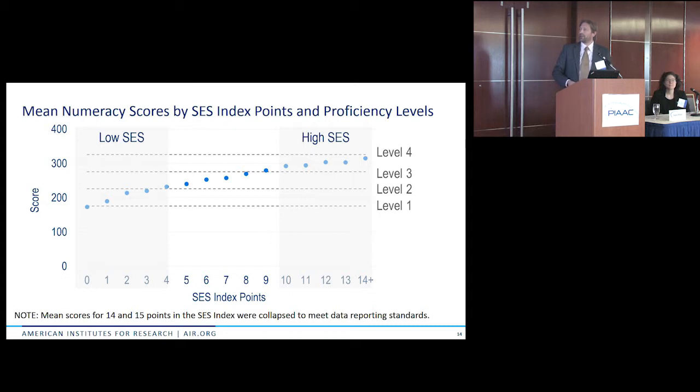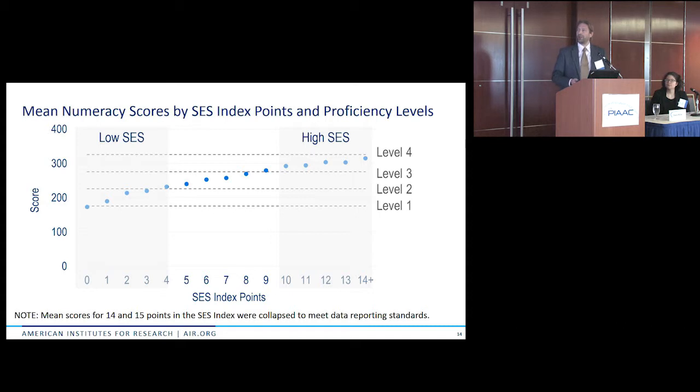I've put the benchmark levels there. So from the lowest level of 0 points, which corresponds to a mean around level 1, through level 4. So this index spans a very wide range, about 2.5 standard deviations.